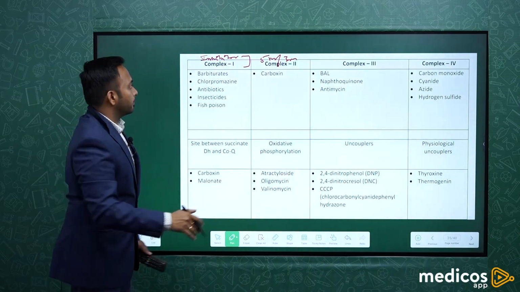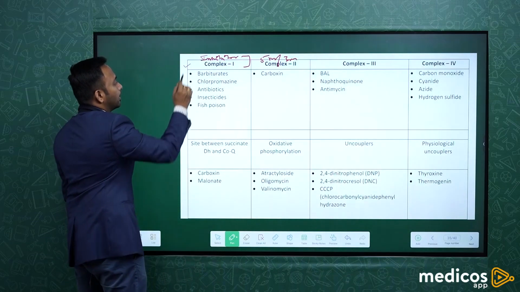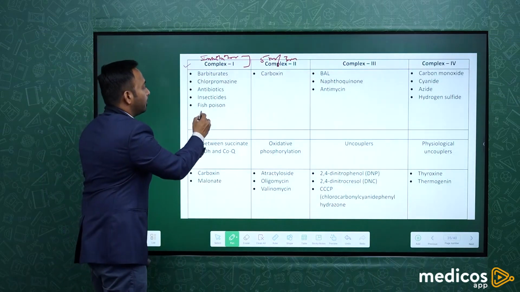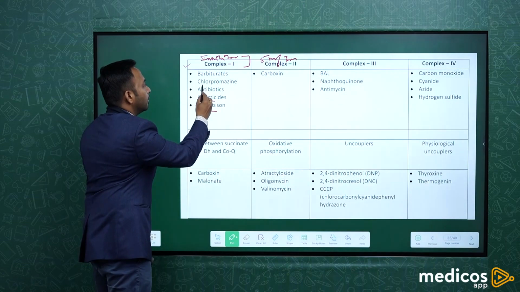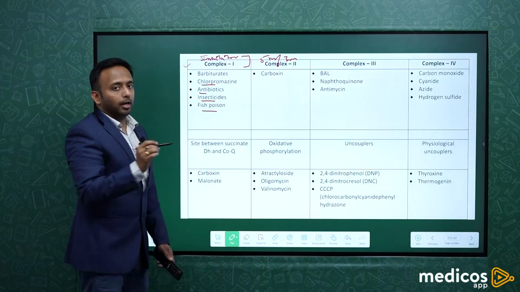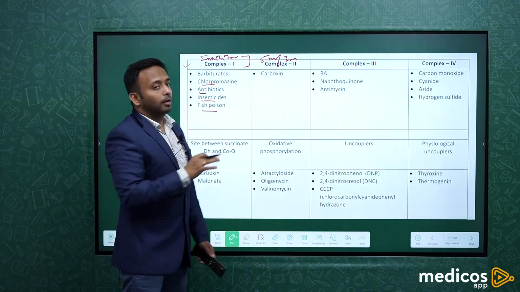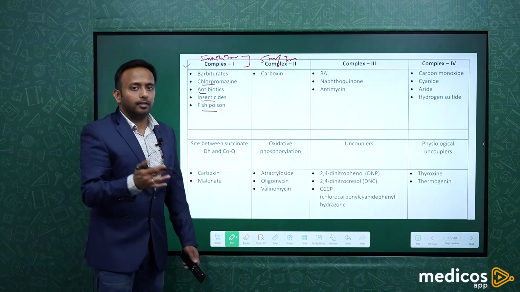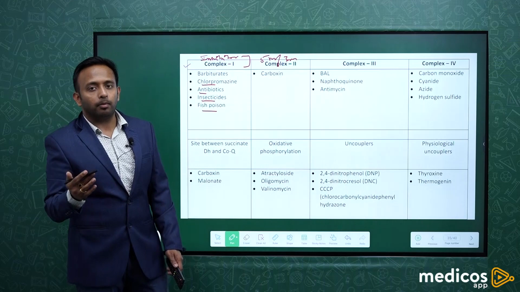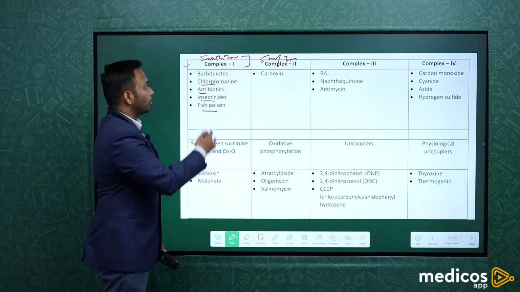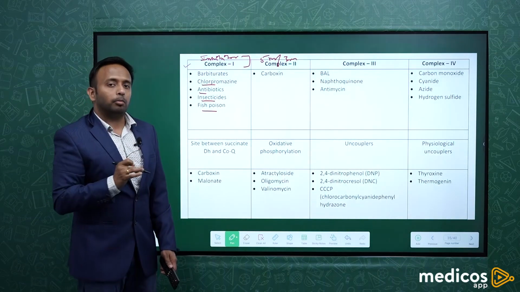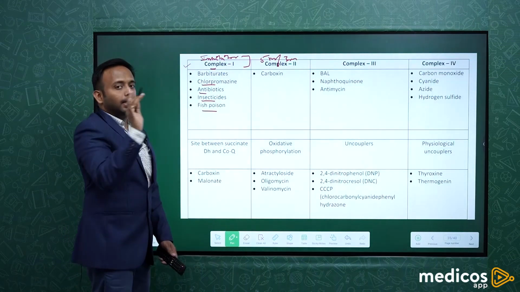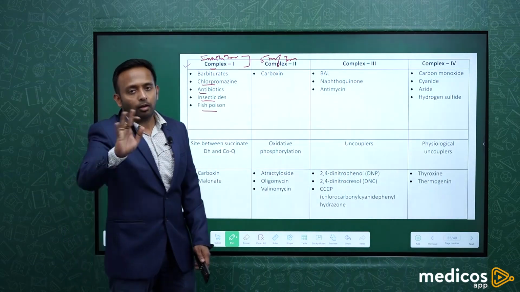Easy to remember. Complex 1 inhibitors: we have the barbiturates, fish poison, insecticides, chlorpromazine and some antibiotics. So these are the most common drugs which are taken, like barbiturates, anti-seizure drugs, and antibiotics are taken, insecticides through contamination, fish poison also through contamination. So these all will inhibit the electron transport chain at what position? At complex 1, they will inhibit the electron transport, they will stop the ETC.